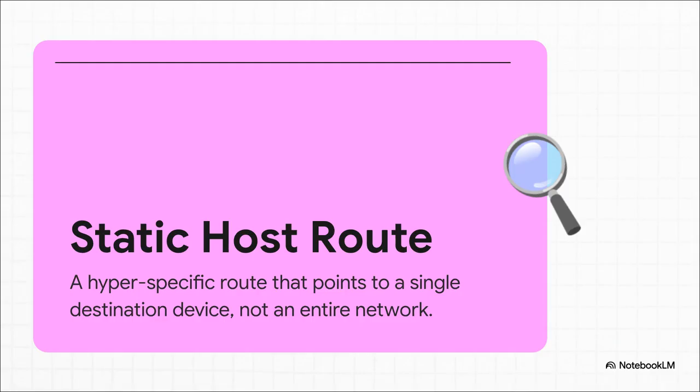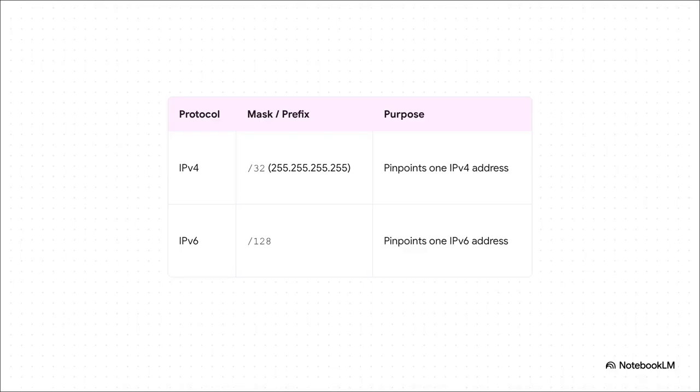And finally, we've got the most precise tool in our entire toolkit, the static host route. Just like the name says, this route doesn't point to a whole network of computers. It points to one single host, one specific IP address. It's the ultimate in precision. And the way you do this is by using the most specific subnet mask you possibly can. For an IPv4 address, that's a /32 mask, or 255.255.255.255. For IPv6, it's a /128 prefix. When the router sees that, it knows this path is good for one and only one destination IP address.